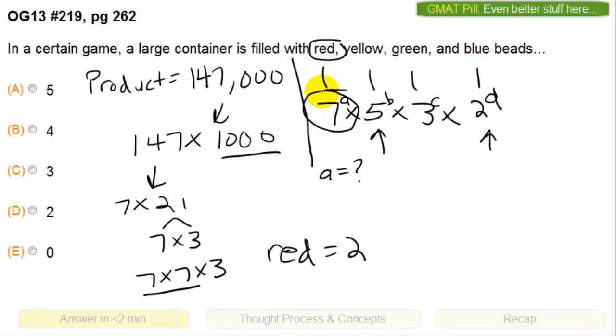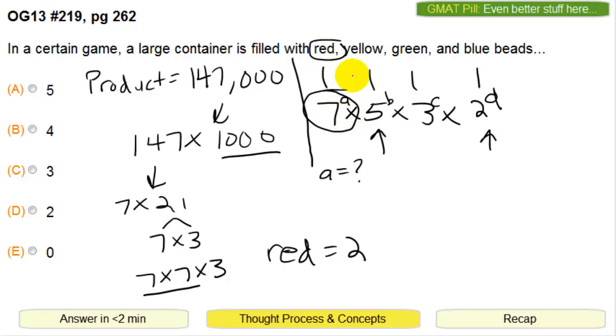Okay, let's look at concepts. The product is 147,000. So that's basically the number of red beans times the number of yellow beans times the number of green beans times the number of blue beans. And beads in this case. And since we're multiplying them, the exponent basically represents how many beads. So if we have 2 red beads, then the way they're calculating it for the product is 7 times 7. So that's basically adding a 2 there and making it 7 squared.